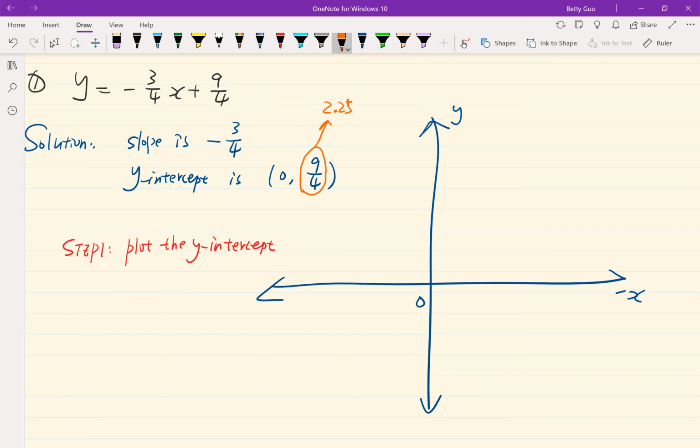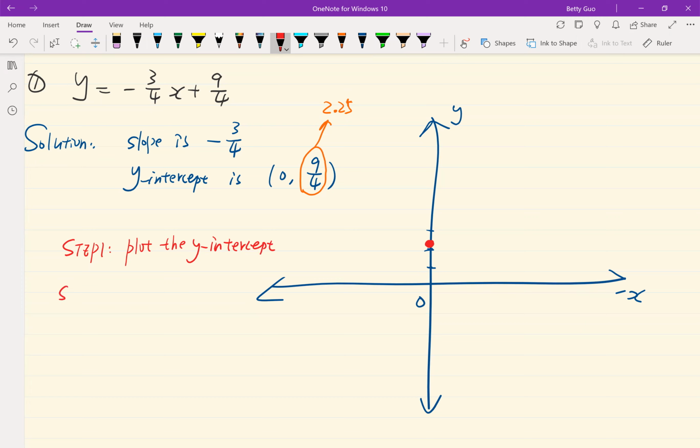Where is the y-intercept? Y-intercept must be on the y-axis, right? Below or above the origin? Where is the 2.25? It's right here, right? 2.25 is 2.25 units above the origin. Does that make sense? Okay, that's the first step, all right?